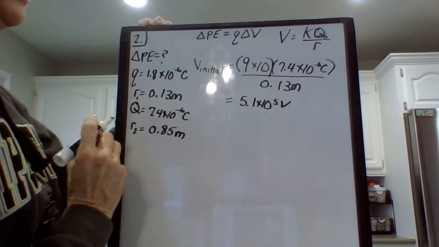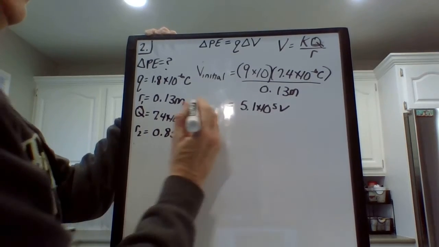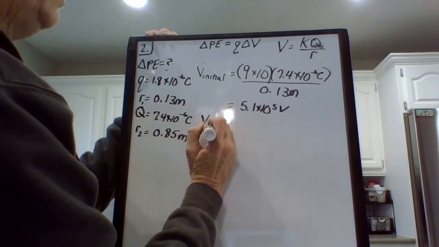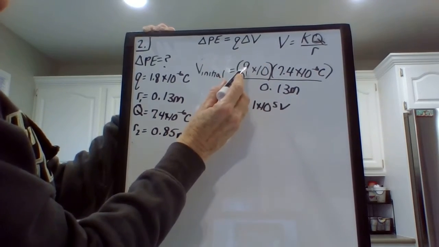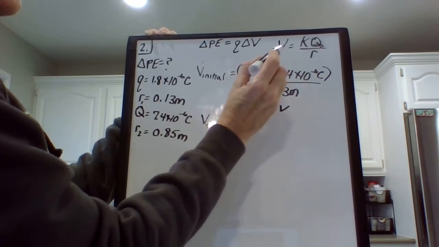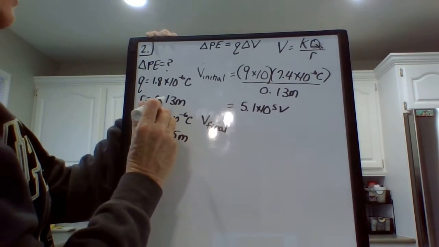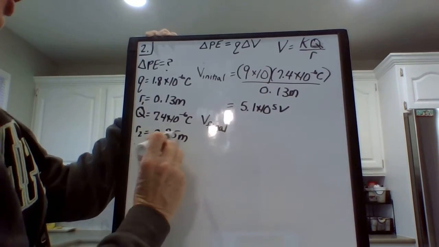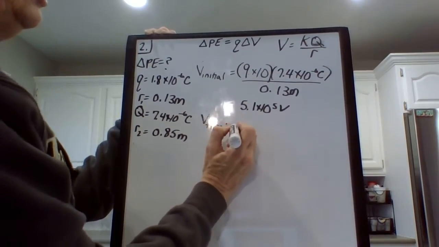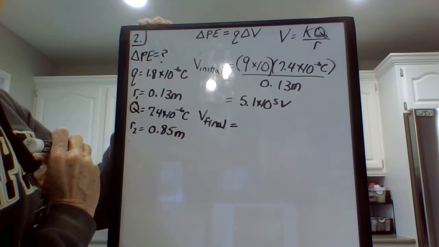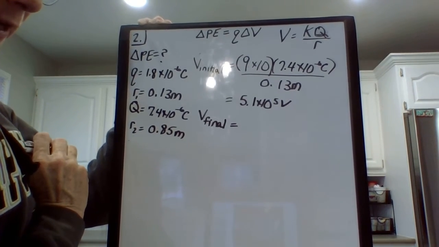So pause your video at these points so you can work the problem yourself. We're going to do the same thing for the final. It's going to be the same value for K, always for K, same value for Q. The only thing that's going to change is R. So this, R2. So this time use 0.85 meters in that same equation to see what you get for the final voltage, final electric potential.